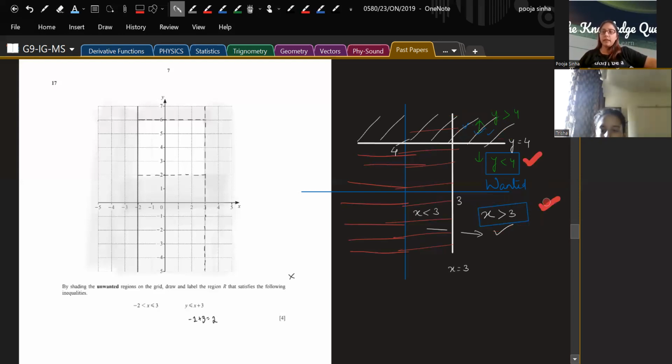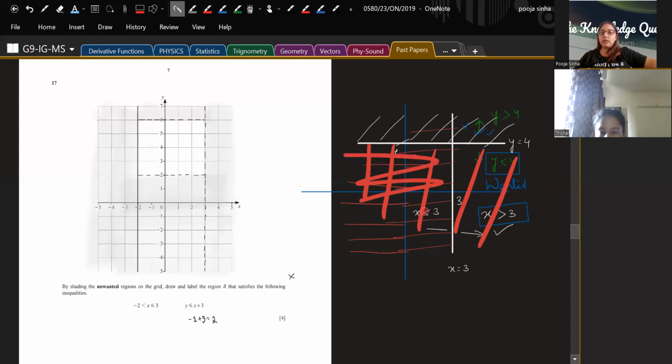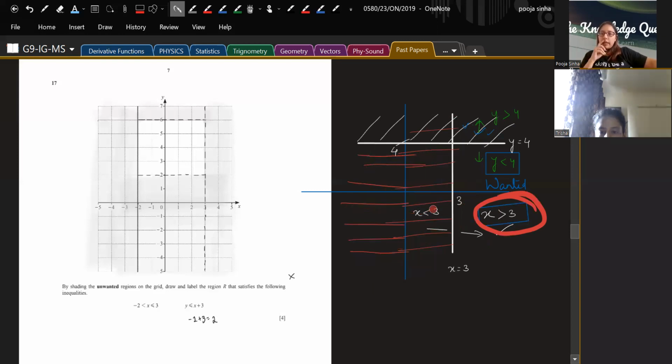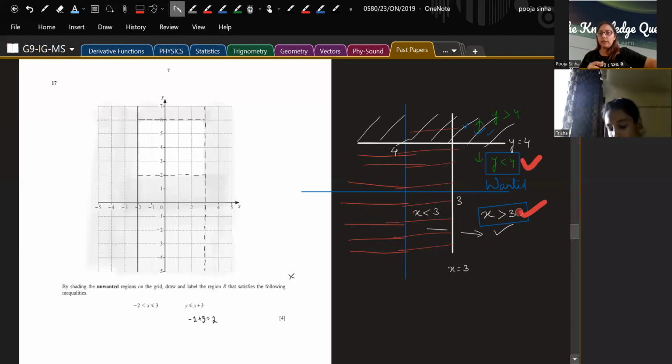Okay. Right? In the same way, y is less than 4. Y is less than 4 means everything which is on this side is wanted, but then I can't include this region. This region can't be included because it was not able to satisfy this. So when I'm saying two equations to you, I have to get those regions which are satisfying both the equations. Got it? All right.